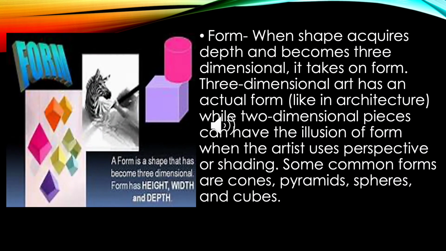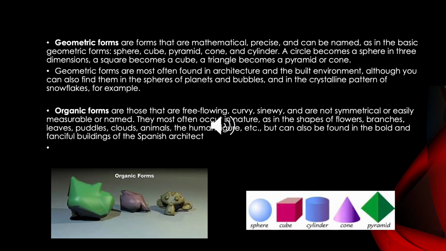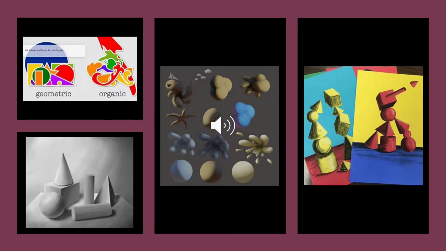Form. When shape acquires depth and becomes three-dimensional, it takes on form. Form has height, width, and depth. Geometric forms are forms that are mathematical, precise, and can be named, as in the basic geometric forms: sphere, cube, pyramid, cone, and cylinder. Whereas organic forms are those that are free-flowing, curvy, and not symmetrical or easily measurable or named. Here are some images of form. Geometric and organic forms are also shown here.